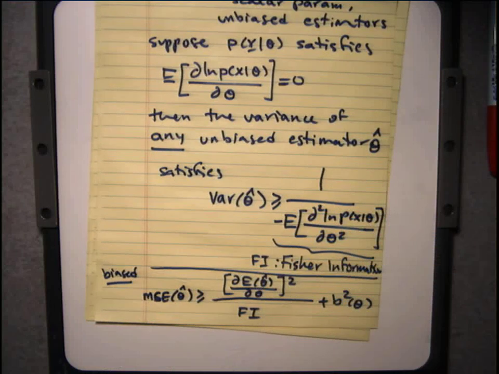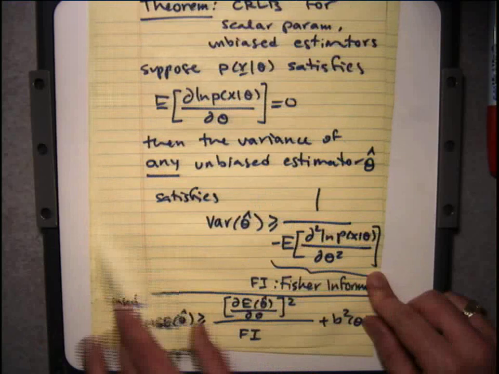Okay. So what you see here is that the lower bound to the mean squared error is sensitive not just to the bias, but also to the derivative of the bias. This is really related to the derivative of the bias, which is something you probably wouldn't have expected starting off.